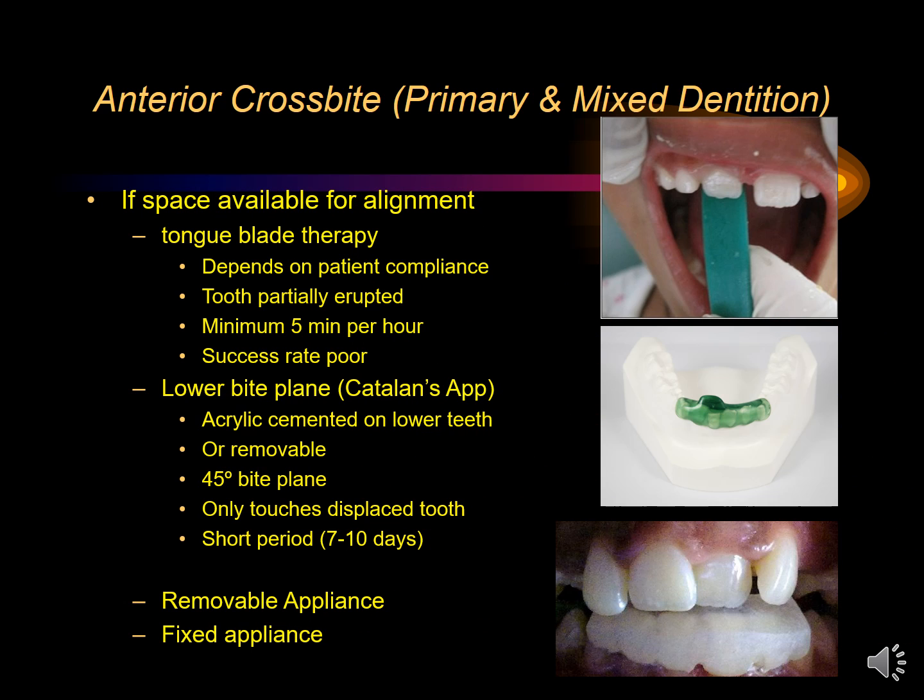Now, anterior crossbite. If space is available for alignment of the tooth or teeth in crossbite, the simplest way to correct this is to use a tongue blade. It is usually effective and involves only one or two teeth, but the success depends on patient compliance. It has to be used at least a minimum of 5 minutes per hour, and because of this, the success rate is usually not very good.